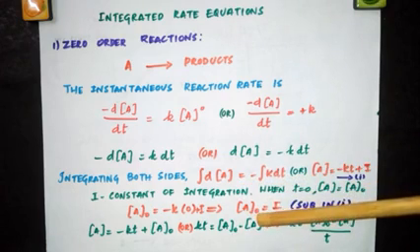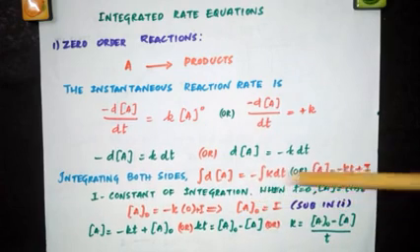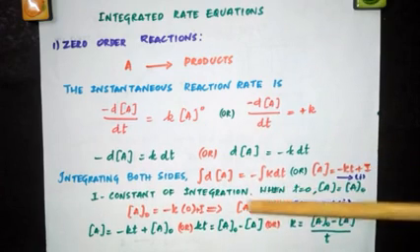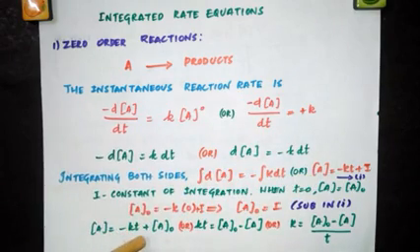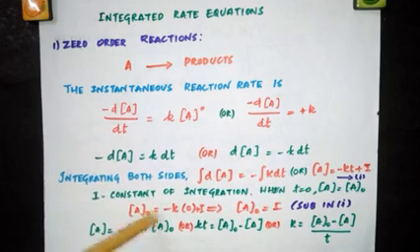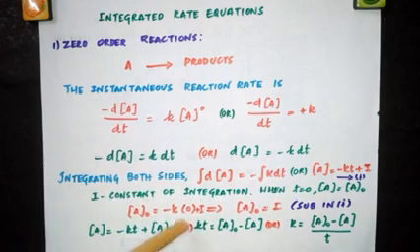Concentration of A naught. So we are going to substitute this here. Instead of this I, we are going to write this here. So what do I get? Concentration of A equals minus KT plus concentration A naught. Or this can be written as KT is equal to A naught minus A.